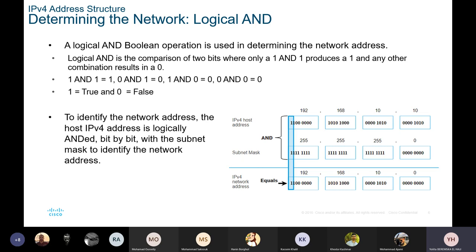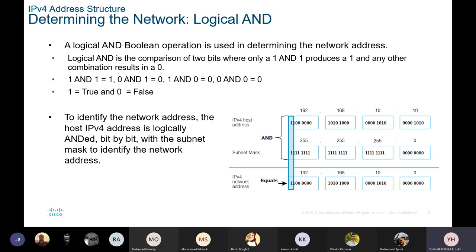And here is an example. I'm sure you're very good at this because you have studied it before in some other subject. So here you have the subnet mask, and here you have some IP address. Every one of the bits will be ANDed, logically ANDed. So if you have 1 and 1, it will produce 1. Here you have 0 and 1, you have 0, etc.